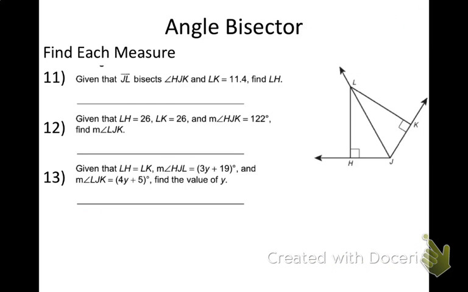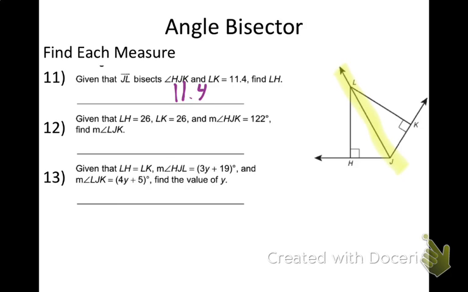All right, try these 3. Take a couple seconds, try these 3. All right, number 11. Given JL bisects angle HJK. So we have a bisector here. LK is 11.4. Find LH. What do you say, Hannah? Nice job, ma'am. That is correct. It would be 11.4.